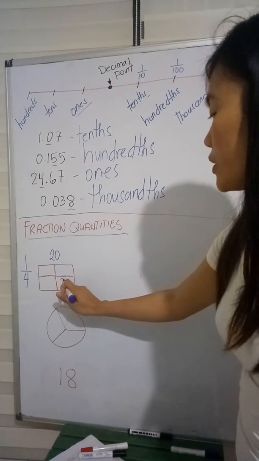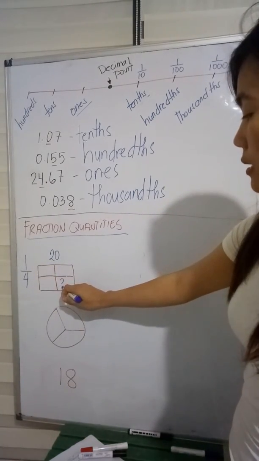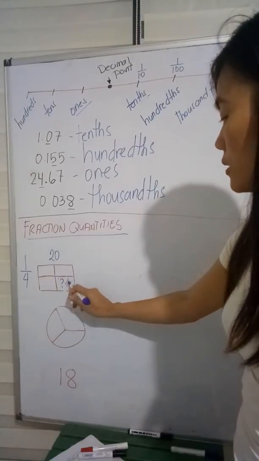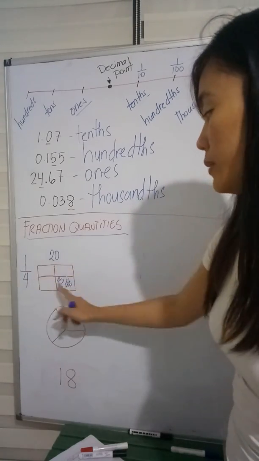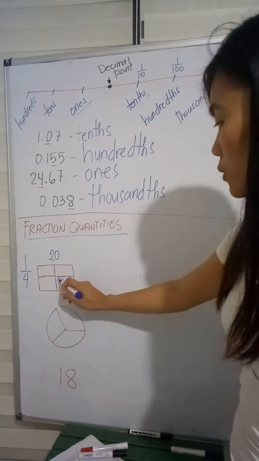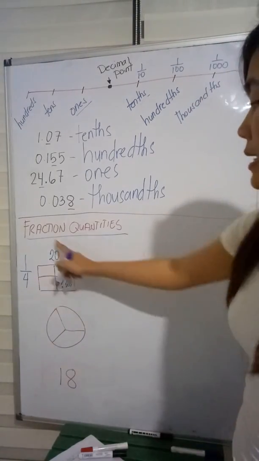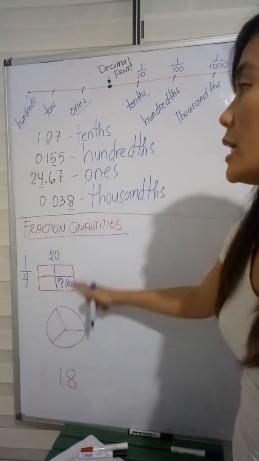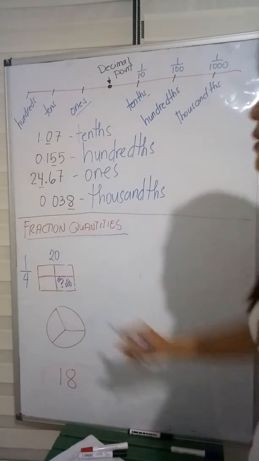Now, what is the value of 1/4? For example, if I am going to shade this, it's going to be 1/4, right? Because we shade one part out of 4. But what is the value of the whole? Here we have 20. It means that the entire box is equivalent to a total of 20.